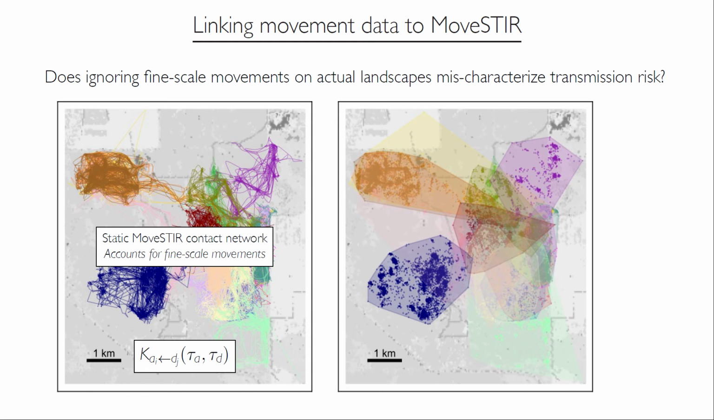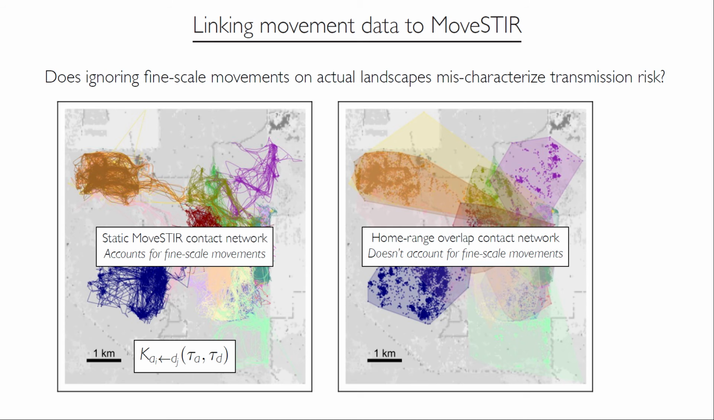Now, in addition to building this Movester contact network that's accounting for these fine scale movements, I'm also going to do something that we often do in disease ecology. I'm going to build a home range overlap network, right? Just by taking the home range of these different pigs, choose your favorite approach. In this case, the home range overlap network is not going to be accounting for these fine scale movements that are happening within home ranges. And so we can then compare these two networks.